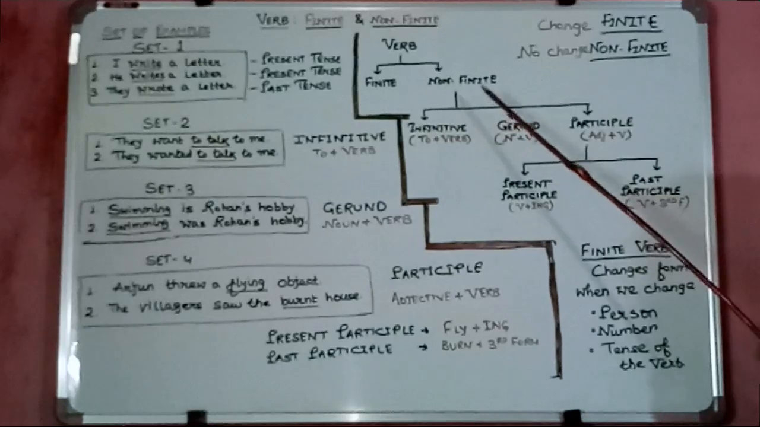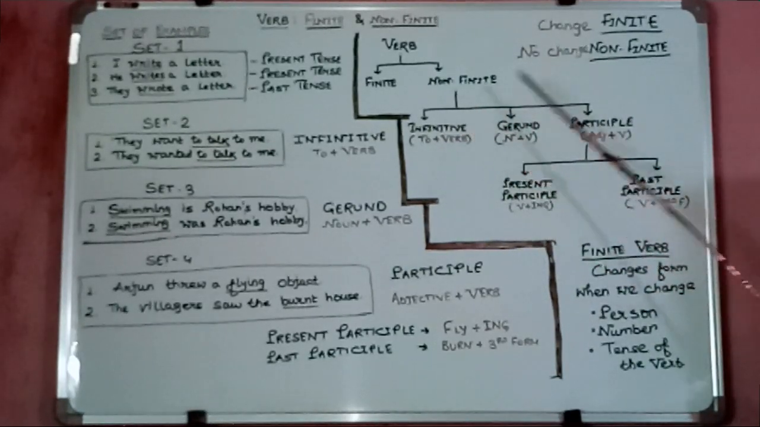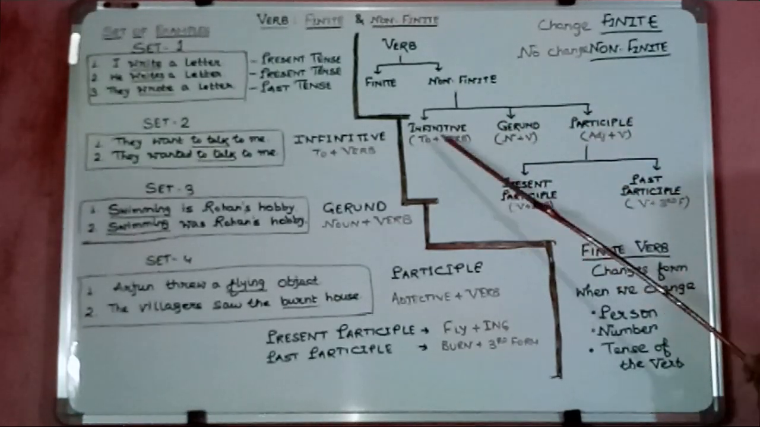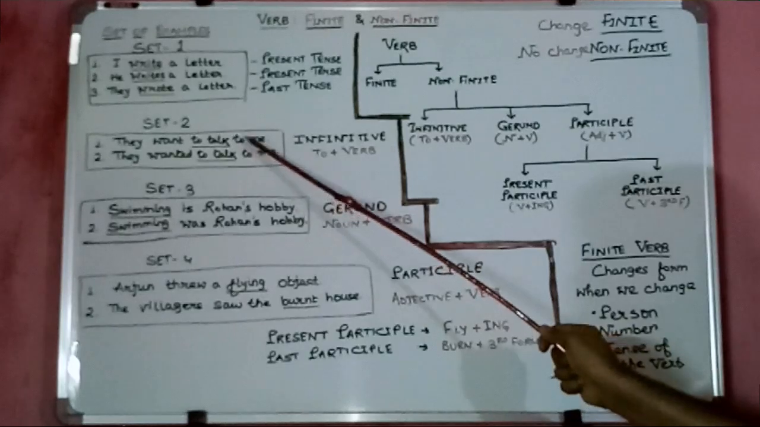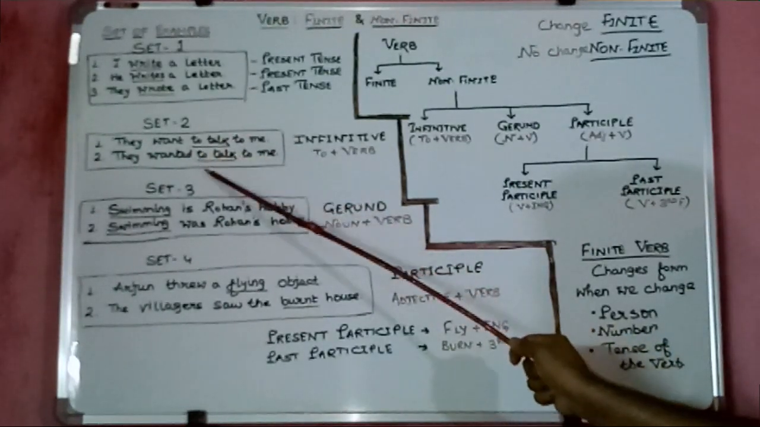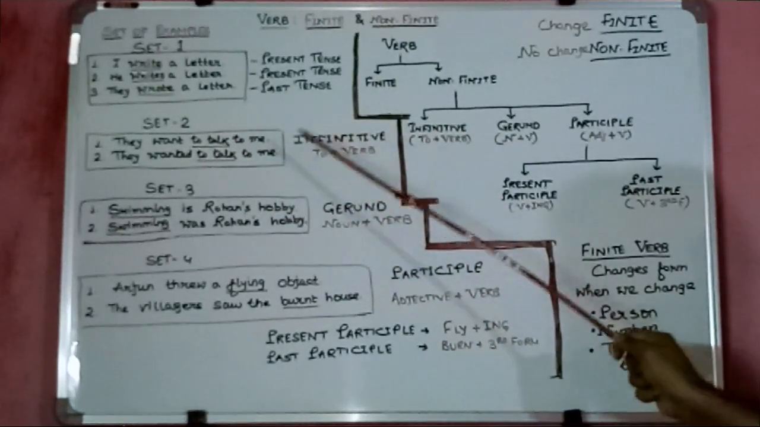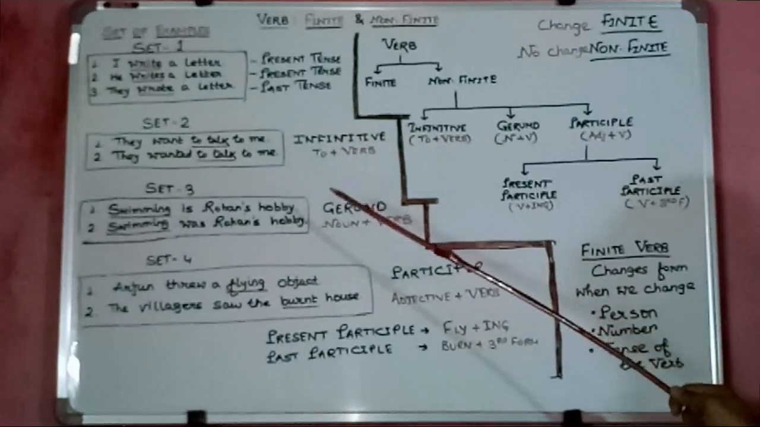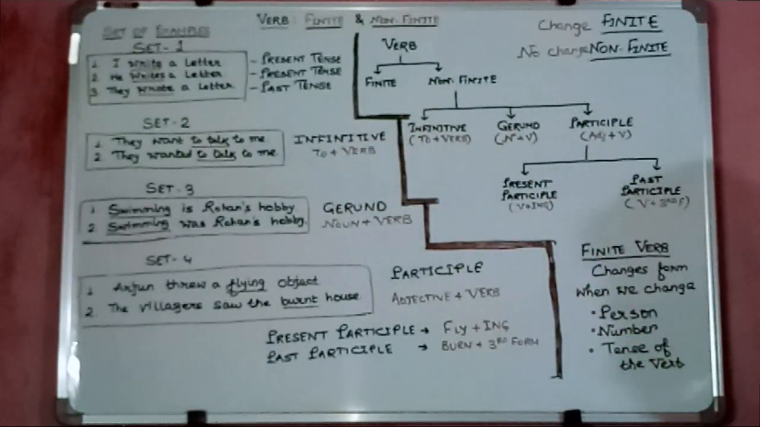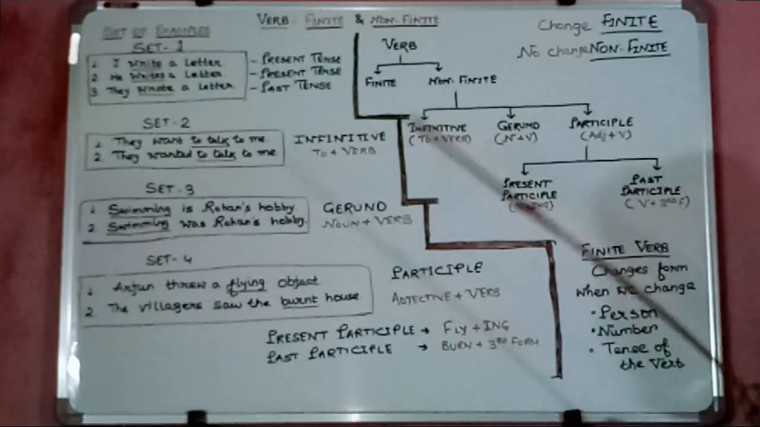Now there are three types of non-finite verb, as you can see I've written: infinitive, gerund and participle. Infinitive means to plus verb. As in this example you have seen to plus talk, and in the next sentence also to plus talk. There is no change. So this type of non-finite verb is known as infinitive, where you can add to the verb and there will not be any change in the tense of the verb.